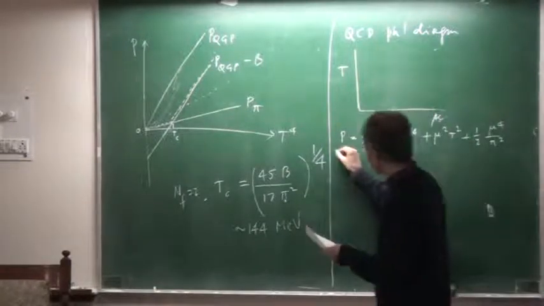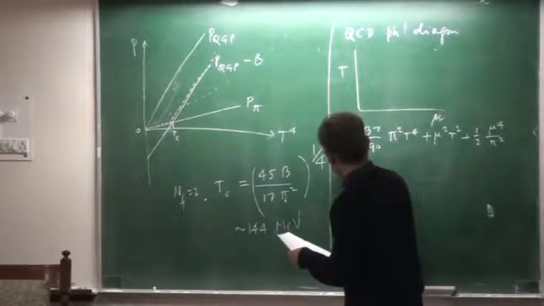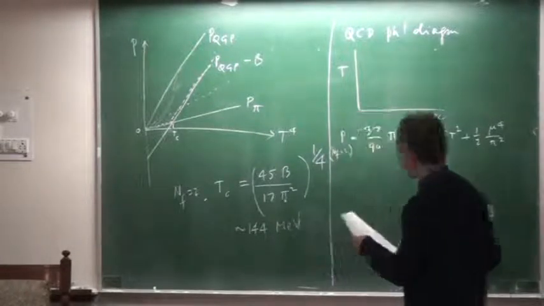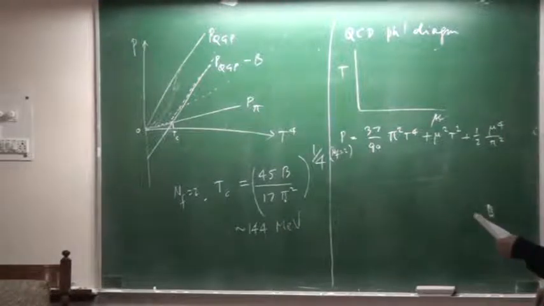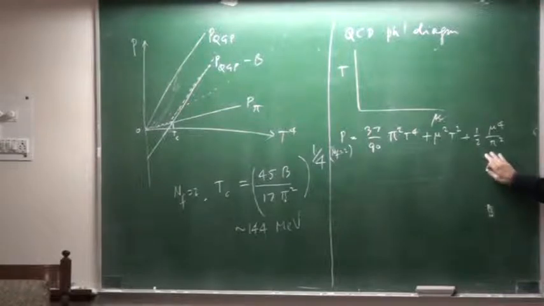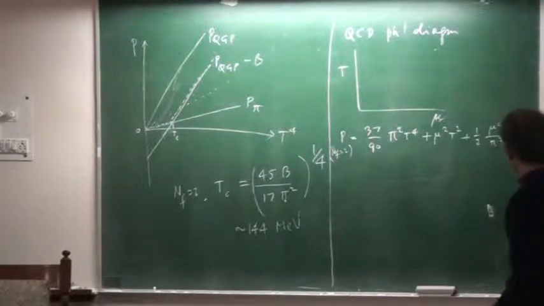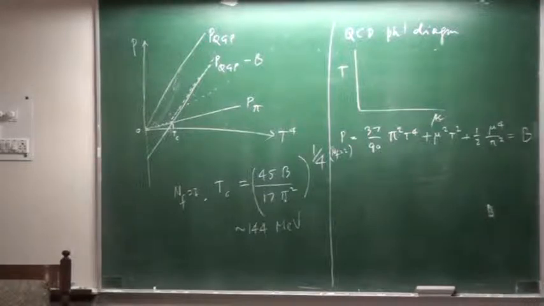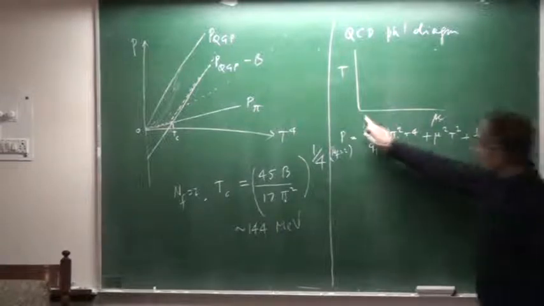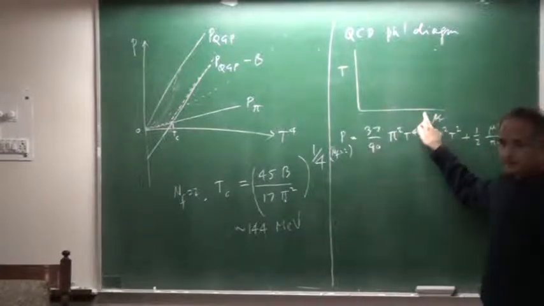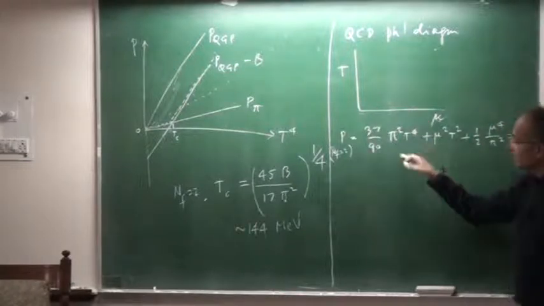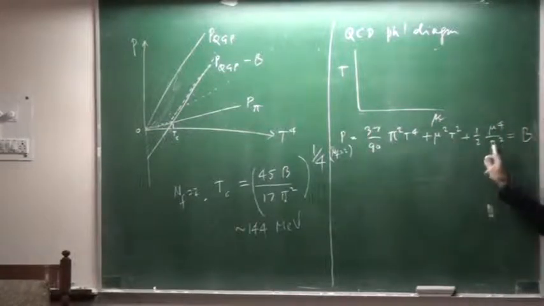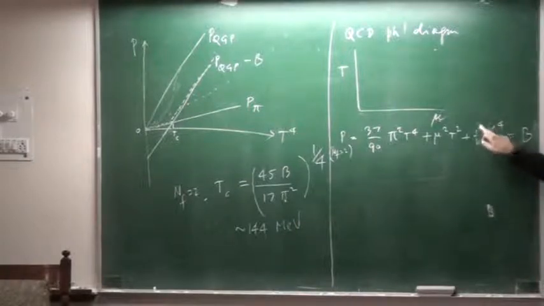For NF equals 2. So this was the pressure due to QGP. Let us equate it to the back pressure. Now let's see, suppose you are on this axis, where temperature is 0. So this term goes away, and only this term remains. By equating this with this, you can determine what mu is.